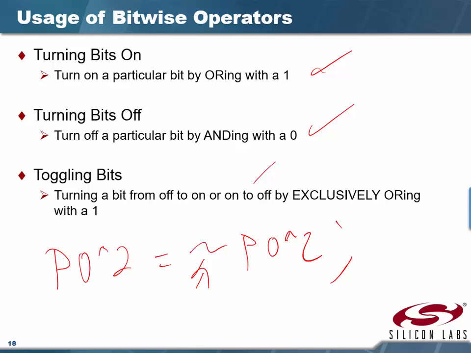Now, again, we could define sbit LED equals port 0 caret 2 up at the top, and we could say LED is equal to not LED right there. And that will toggle the bit. So all that does is just toggle the LED if it's on or off.